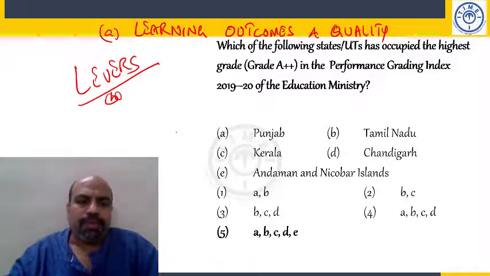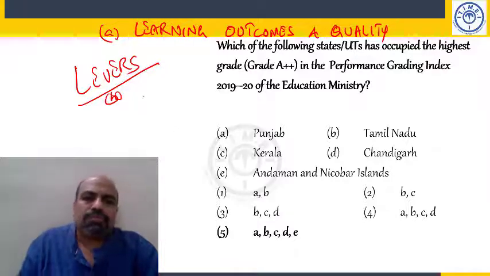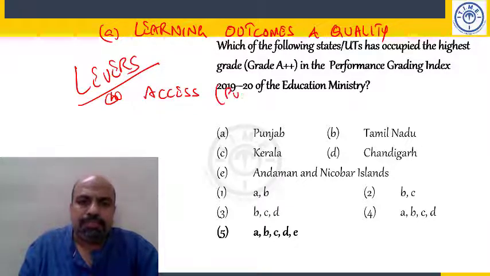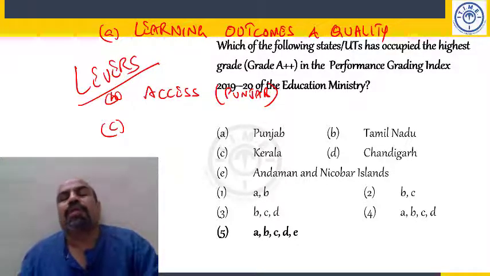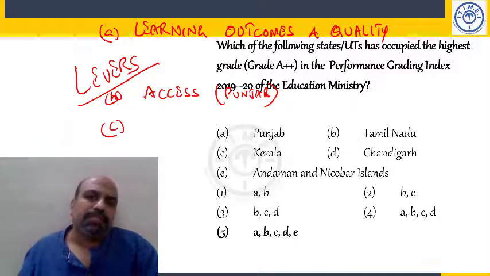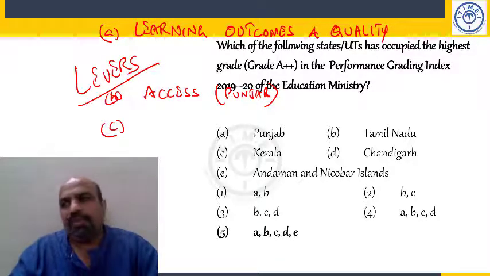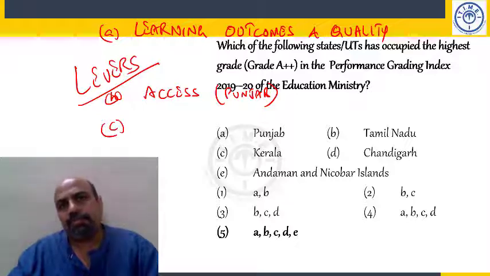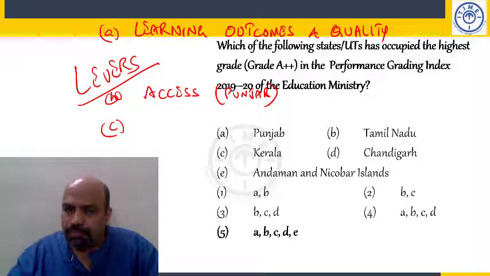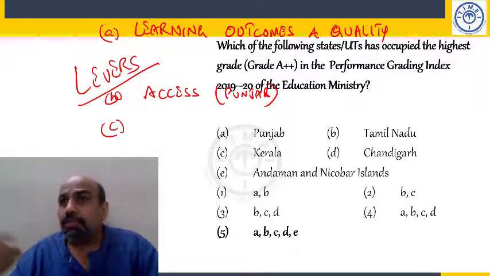Next, point B, access. Do kids have access to education? Access, in brackets, Punjab. Punjab topped it. Punjab has done remarkably well in this particular thing. Number three, or C, infrastructure facilities. In brackets, Punjab. Infrastructure relates to facilities, kinds of blackboards, toilets, washrooms, all that stuff.